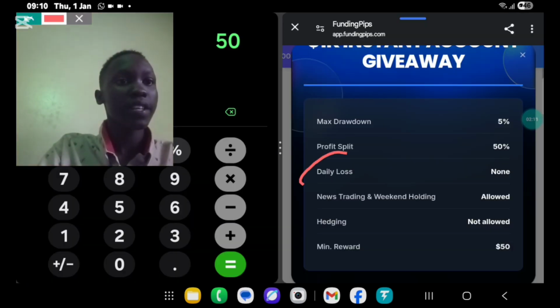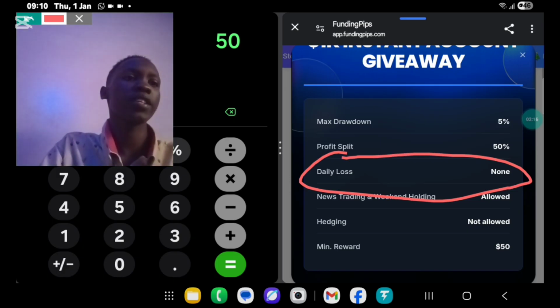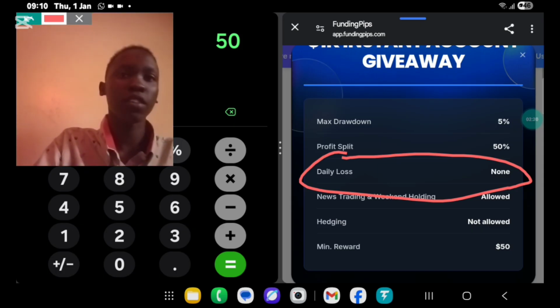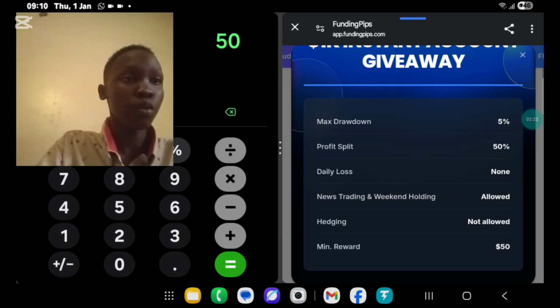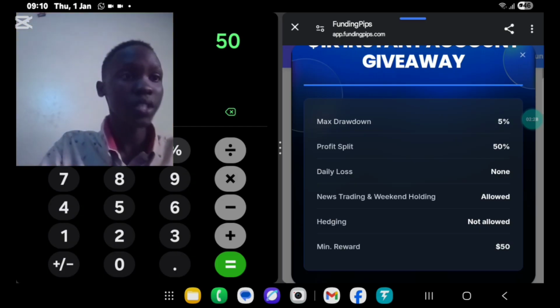Then there is daily loss. None, guys, this is actually crazy. They don't have a daily limit. This is actually crazy. So this is very good. So you are able to lose about $40 in one day, which I encourage you guys, do not lose it.